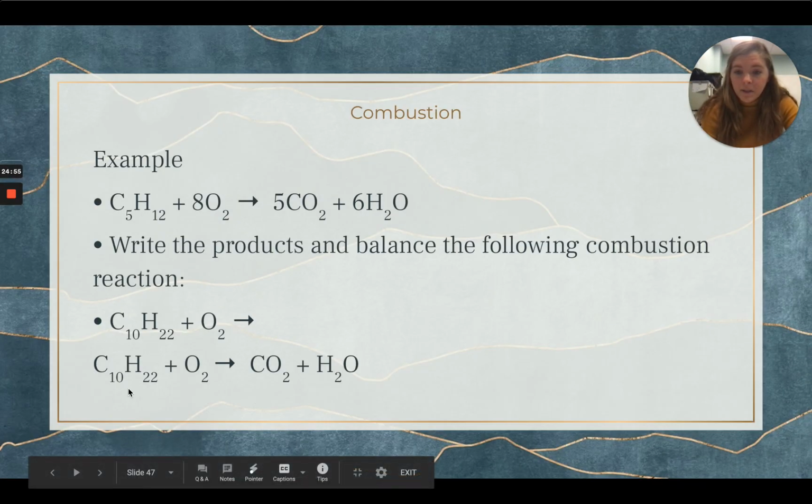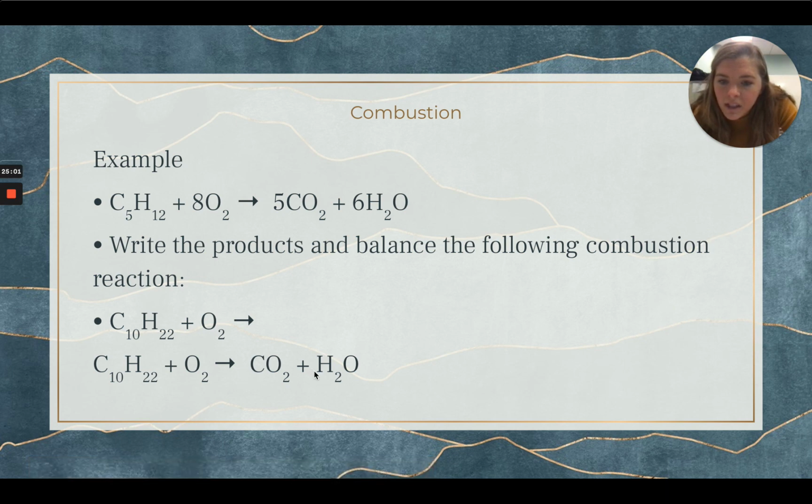Let's see, what would this be balanced as? This should be a 10, and I believe that should be an 11. I can't do this in my head. One moment. Okay, sorry about that. So you should have 2 C10H22 plus 21 O2, yielding 20 CO2 plus 22 H2O.